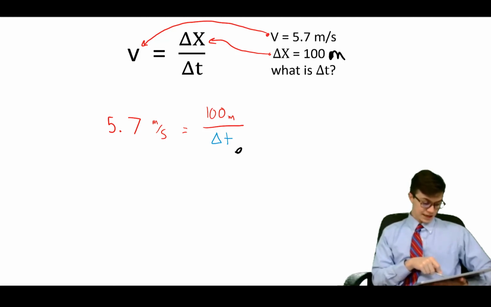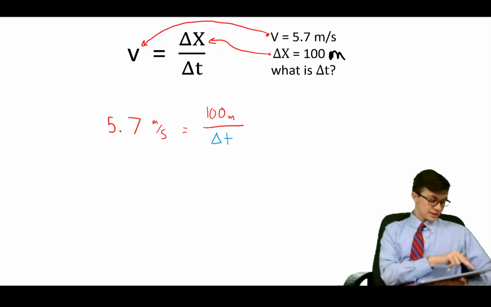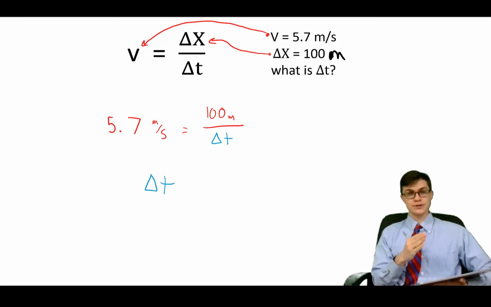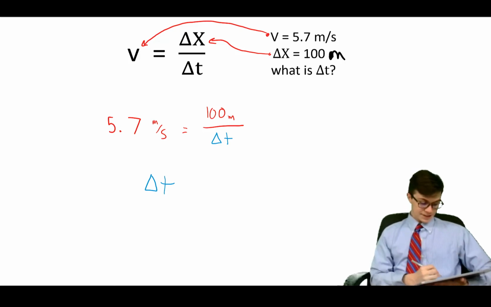And so what happens is that you get that delta t. Even though there's two symbols, the triangle t is just one thing. It's the change in time, the amount of time it takes. That's going to be equal to 100 meters divided by 5.7 meters per second.